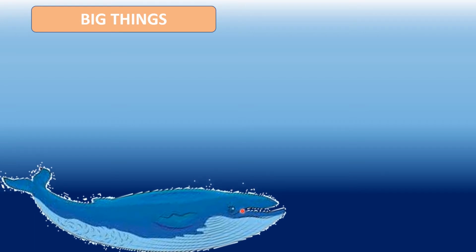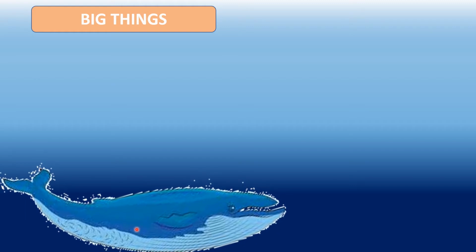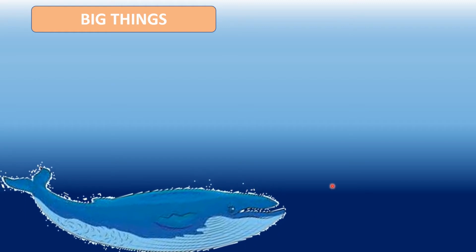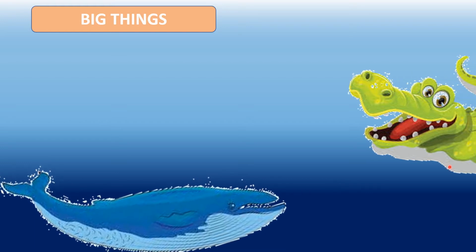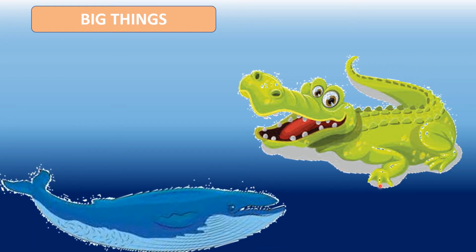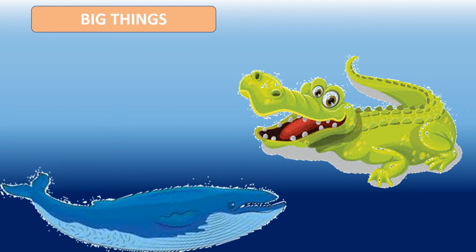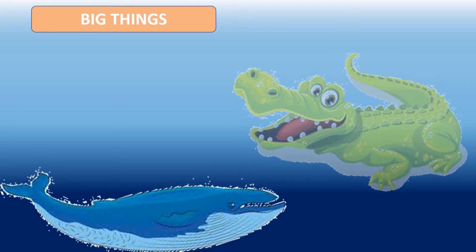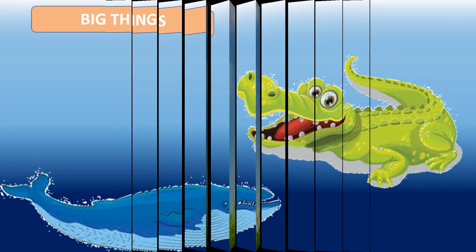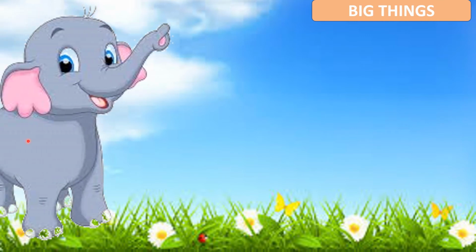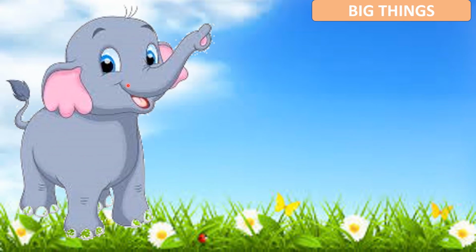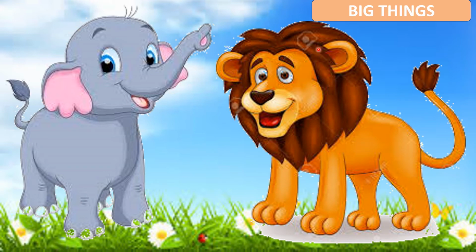And the next thing we have, see the fish, it is swimming. And this is an alligator. What is this? Alligator. Such a big alligator. And now we have elephant. So big elephant we have here. And next thing, oh my God, this is lion. Such a big lion.